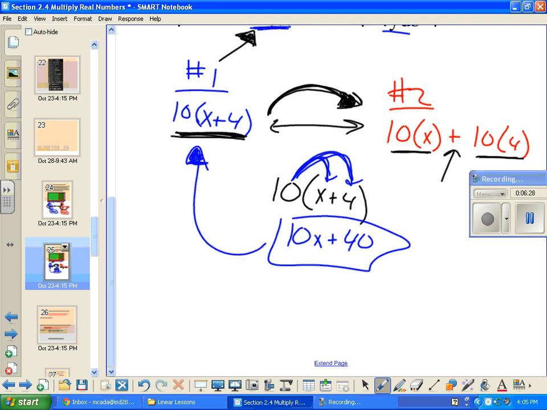By solving that first initial problem with the two different methods and showing that the answer was the same, we're showing that it's an equivalent expression to this first one. So when we get an answer like this, after we distribute from a problem where the 10 was outside of the parentheses, 10 times x plus 4, that's what we're going to look to do to simplify this problem or maybe even solve an equation.